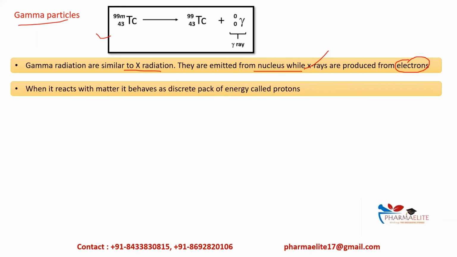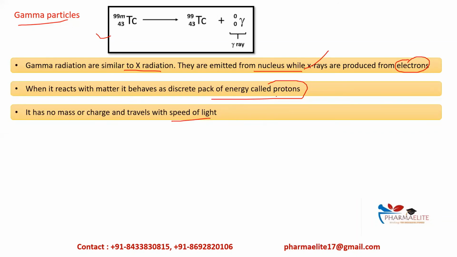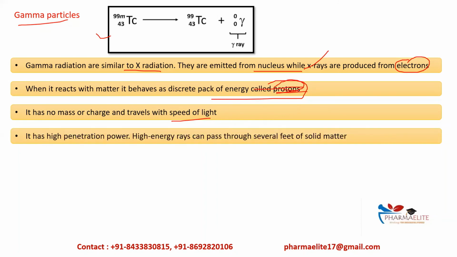When it reacts with matter, it behaves as a discrete pack of energy, which are called photons. Okay, this is not protons, this is photons. It has no mass or charge and travels with the speed of light. It has high penetration power, and high energy rays can pass through several feet of solid matter. The penetration power of gamma particles is very high.